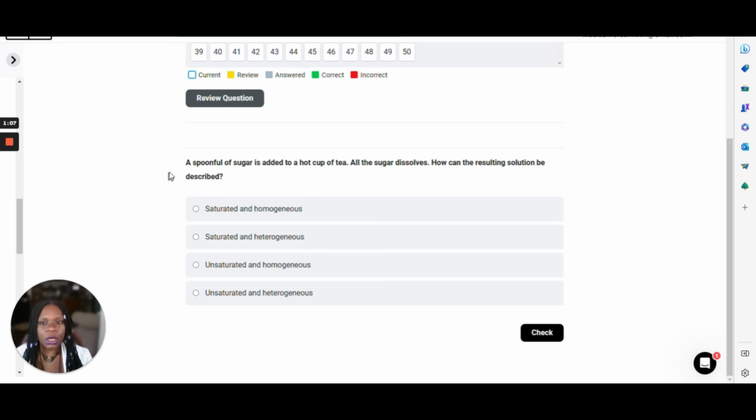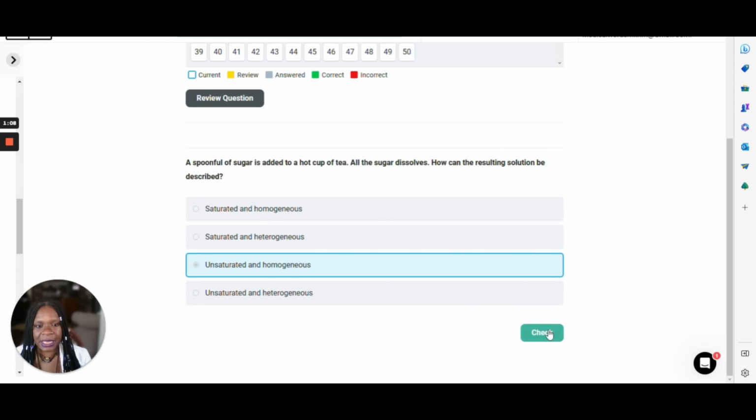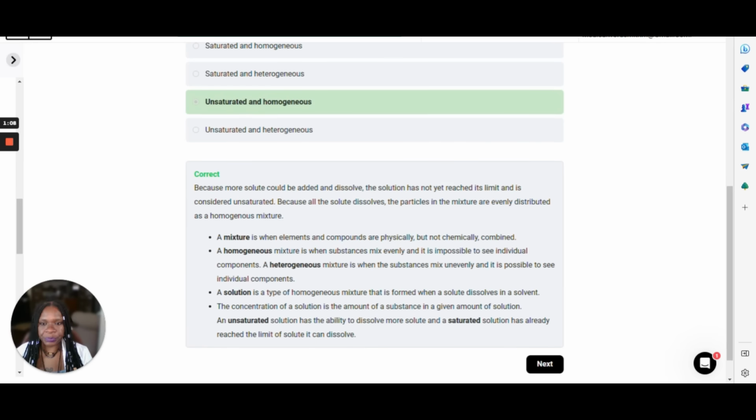Next question. A spoonful of sugar is added to a cup of hot tea. All the sugar dissolves. How can the resulting solution be described? Is it saturated and homogeneous, saturated and heterogeneous, unsaturated and homogeneous, or unsaturated and heterogeneous? The answer is going to be unsaturated and homogeneous, and here is why.